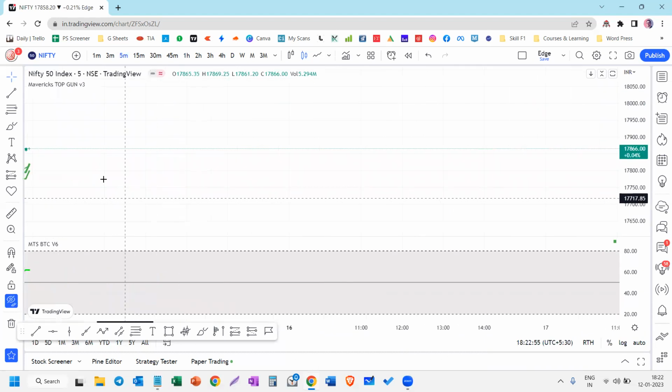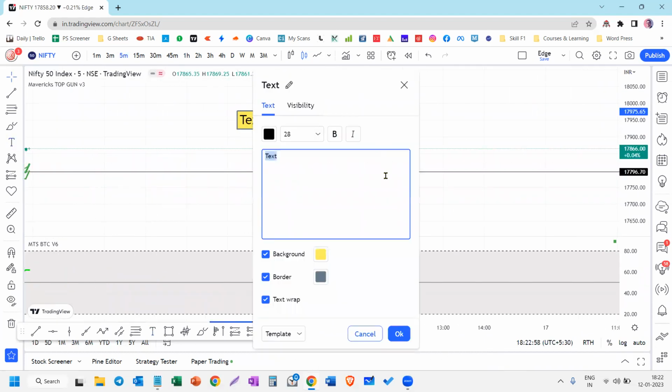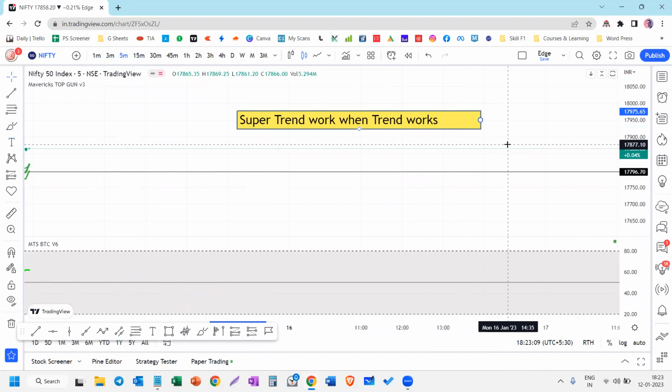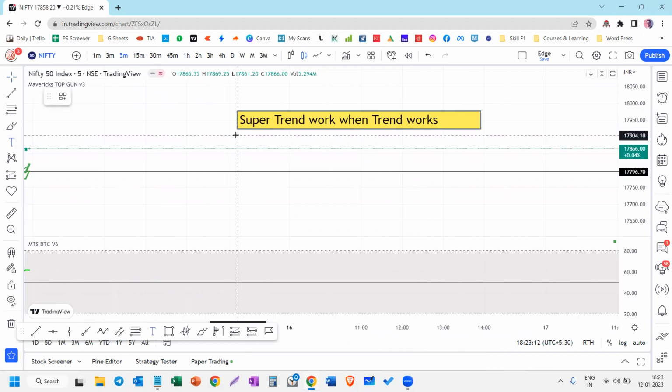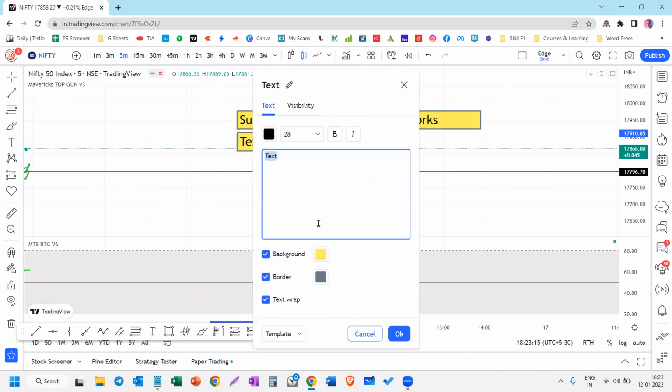Now, some things that I need to clarify so you can understand. Super trend works when trend works. This is very important. So they say super trend doesn't work in sideway market. Who wants to trade in sideway market? Sideway market for options is bad. Why? I would like that answer in the comment. Let's see how many of you can find that. So sideway market is bad for super trend and for options.